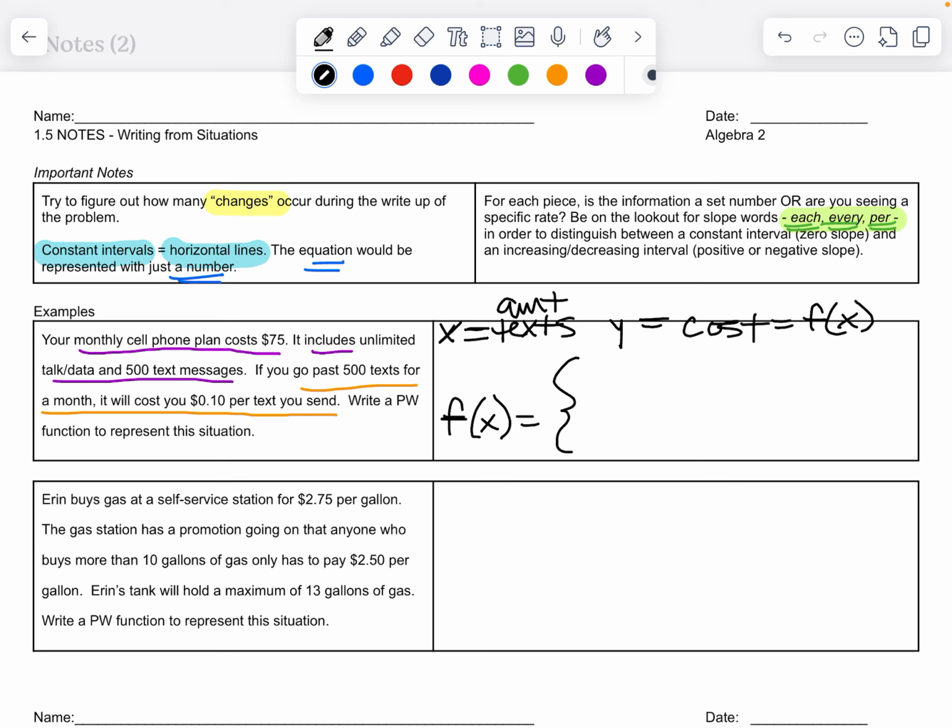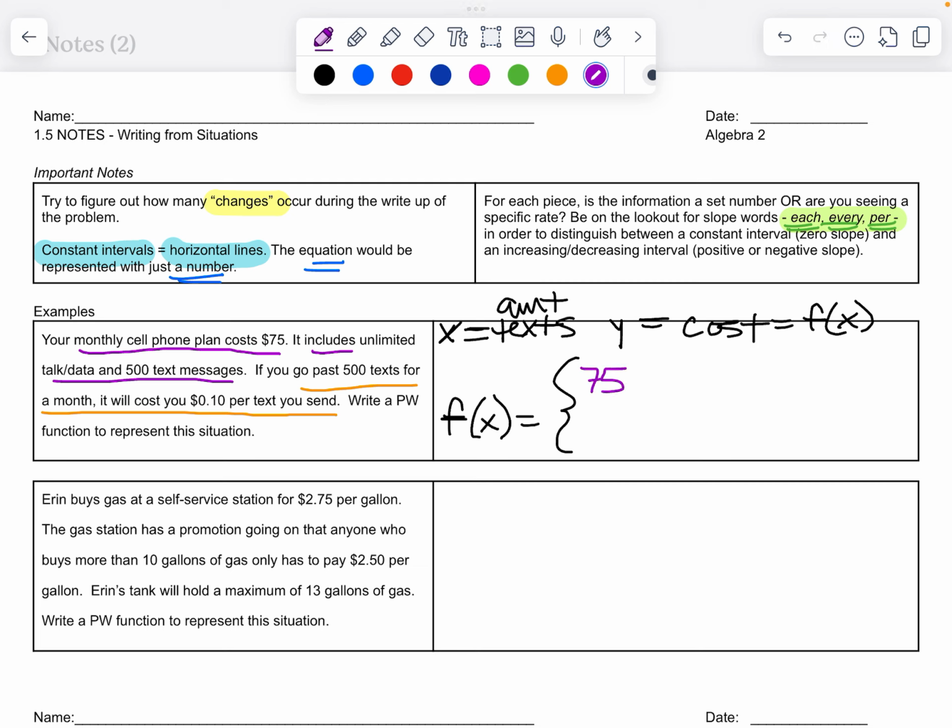Both are the same. Let's take a look at what I underlined in purple on the screen here. Your monthly cell phone plan costs $75. That includes a bunch of different things. There are none of these words in that phrasing: each, every, per. So it's $75. I could send 5 text messages, 100 text messages, 200 text messages. It doesn't matter. It's going to be $75. This is a constant interval. It's going to stay flat like that the whole time, no matter what.